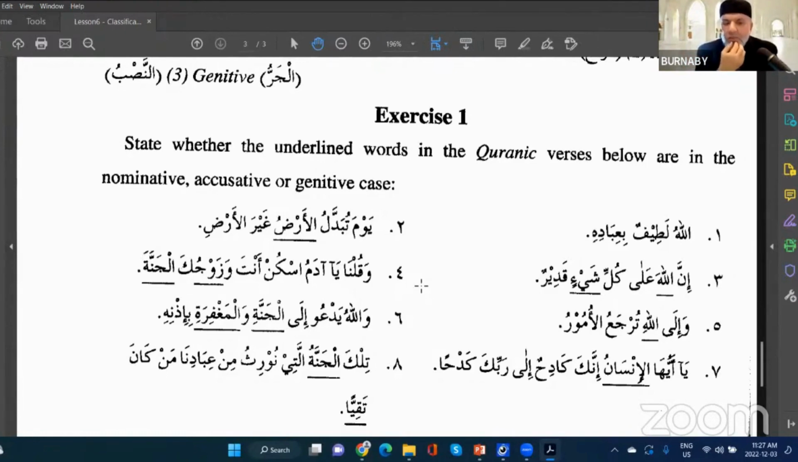Look at the second sentence. Yawma tubaddalul ardu ghayral ardi. Now, the underlined ardu, is it rafa, nasab, or jar? Rafa, because of the dhamma. Before you say that, is al-ardu singular? Yes. Remember the application of the rule: when I ask you about a noun, your mind should go first to whether its number is wahid or jama mukassar, because that is what we are learning right now. So al-ardu underlined is rafa. Very good. But in the same sentence there is ghayr al-ardi. Who can tell me the status of al-ardi? Jar.